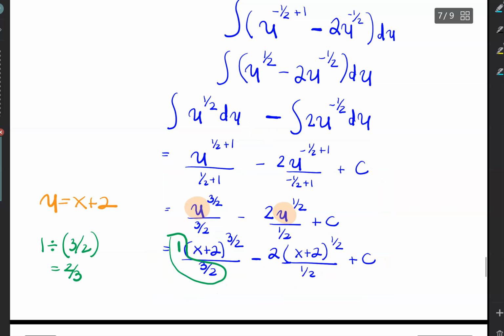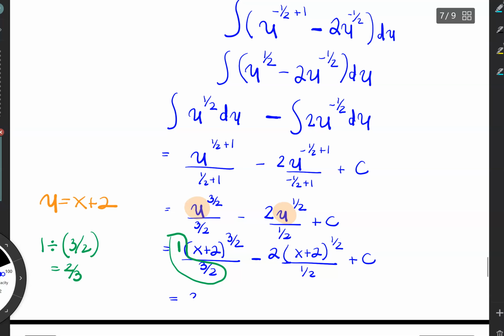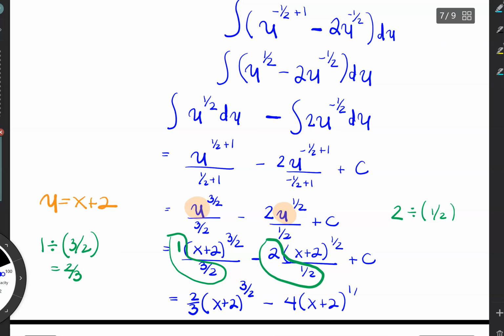Okay, so it would look like this. I would have a 2/3 x plus 2 to the 3/2, minus, and then I'll do the same thing on the next one, 2 divided by 1/2. So 2 divided by 1/2 is just 4, x plus 2 to the 1/2. That's just way easier to calculate with. If I'm inputting a number to find an output, that's just a lot easier to type.